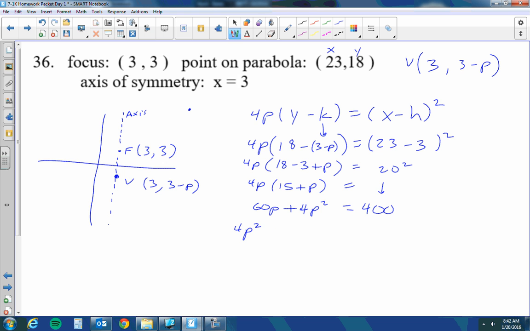Let's bring everything to the left side. 400 becomes a minus 400, which looks horrible until you realize you can divide all those by 4. And by the way, 60 divided by 4 is 15, because we just got the 60 by multiplying by 4, didn't we? So it's actually not that bad. All right, there you go. Back to that.